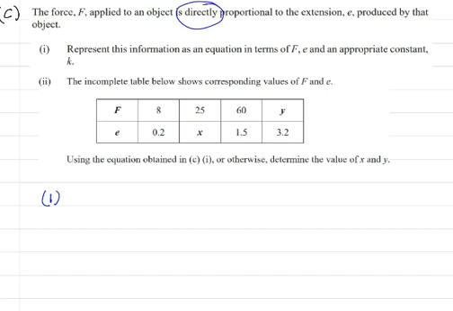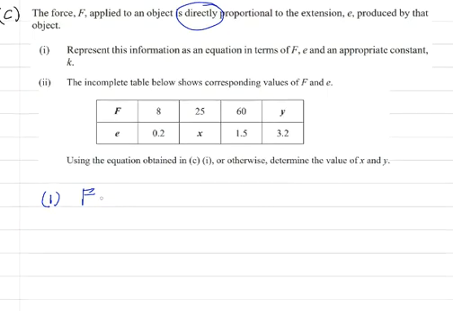So that first statement, that variation statement, F is directly proportional to the extension E, translates into this equation: F is equal to k times E. All right, so the variation statement, F is directly proportional to E, translates into F is equal to k times E. Part two says the incomplete table below shows corresponding values of F and E. Use the equation obtained in part one to determine the value of x and y.